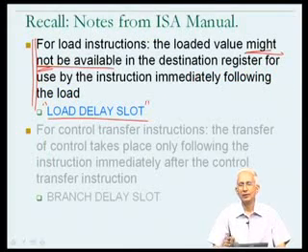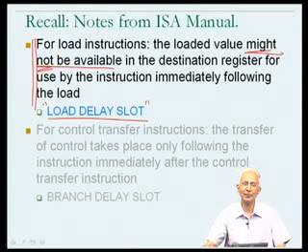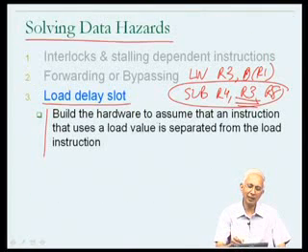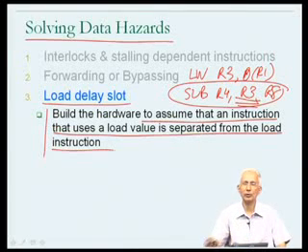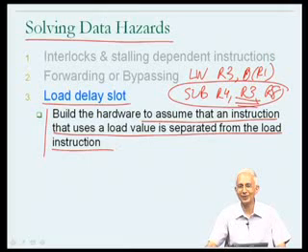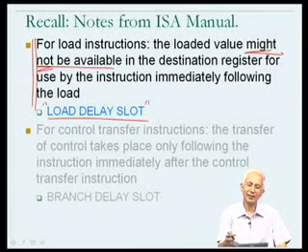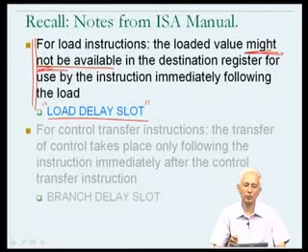Therefore, in some sense, the load delay slot is a solution to a data hazard problem in which the problem is avoided by just telling the programmer that this problem exists. As I said in this slide, build the hardware to assume that an instruction that uses a load value is separated from the load instruction. And if the hardware makes this assumption, it's the programmer's responsibility to make sure that this assumption holds. And again, if the programmer reads the instruction set manual and understands that there's some doubt about the availability of the operand, he or she will write the program appropriately.